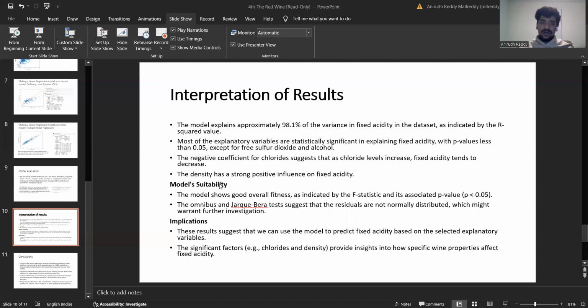And next we come to model suitability. The model shows good overall fitness as indicated by the F statistic and its associated p-value, p less than 0.05. The omnibus and Jarque-Bera tests suggest that residuals are not normally distributed, which might warrant further investigation. Implications. These results suggest that we can use the model to predict the fixed acidity based on the selected primary variables. The significant factors, for example chloride and density, provide insight into how specific wine properties affect the acidity.